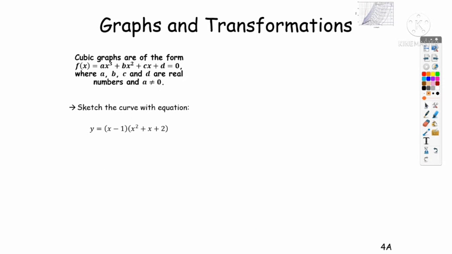I'll sketch the curve with the equation y equals (x minus 1)(x squared plus x plus 2). If I put x is 0, y is minus 2, so I get (0, minus 2), and one root is at x equals 1, solving this bracket equal to 0. So I get (1, 0) there.